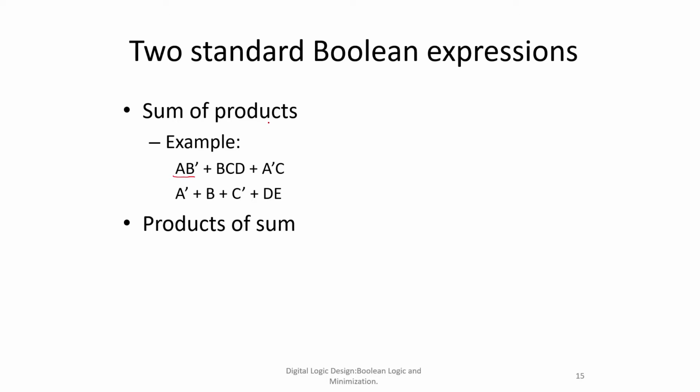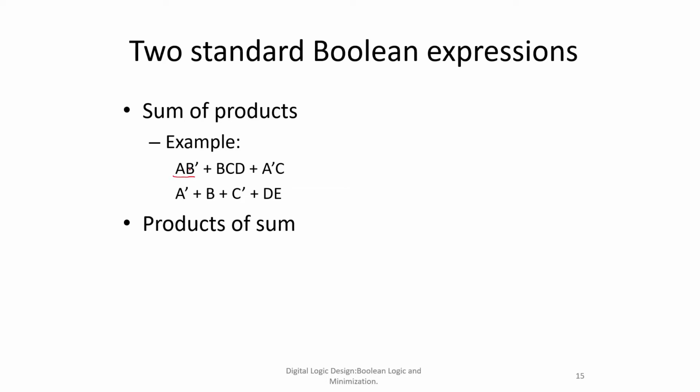So in sum of product you will see that a b dash, so b dash is itself a literal, so we don't consider that NOT gate. So a b dash is a product term, b c d is also a product term, a dash c is also a product term, and if we are doing a sum or an OR operation of all these product terms, it is called sum of products.